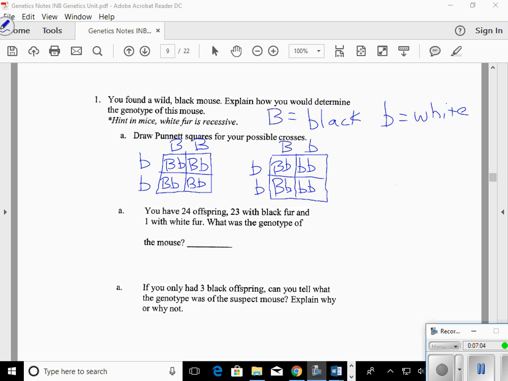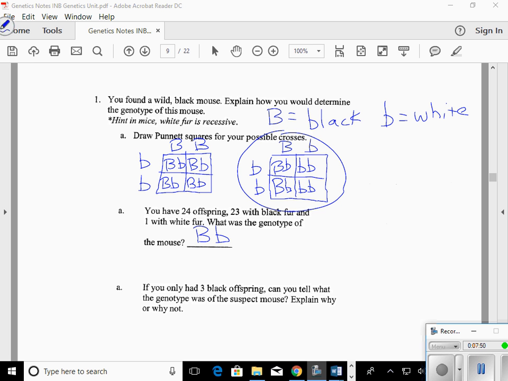So, it says you have 24 offspring. 23 with black fur, 1 with white fur. What was the genotype of the mouse you found? It's got to be this one, right? Because that's the only way we can get a white mouse, isn't it? So, the genotype of that mouse that you found had to be big B, little b.